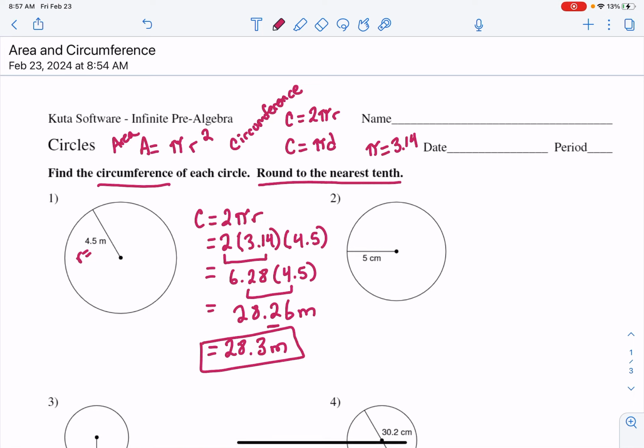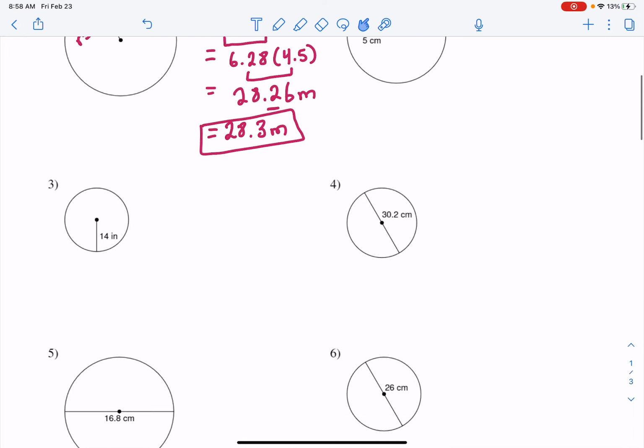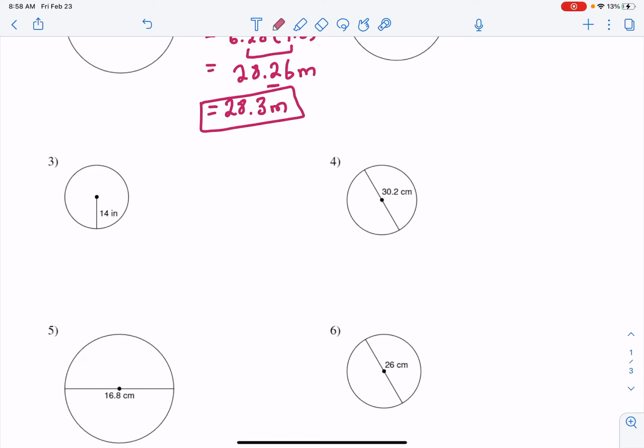All right, that is how you find the circumference of a circle given the radius. Now let's find the circumference of the circle given the diameter. So let's do number 4. If you're given the diameter, that means we're going to use the second formula we wrote on our page, which is C equals pi d. So that's going to be pi times the diameter.